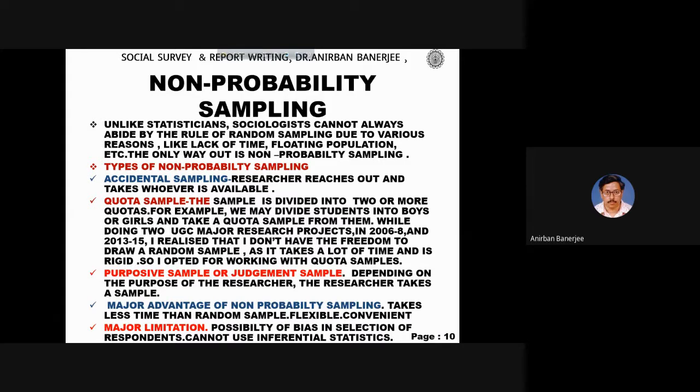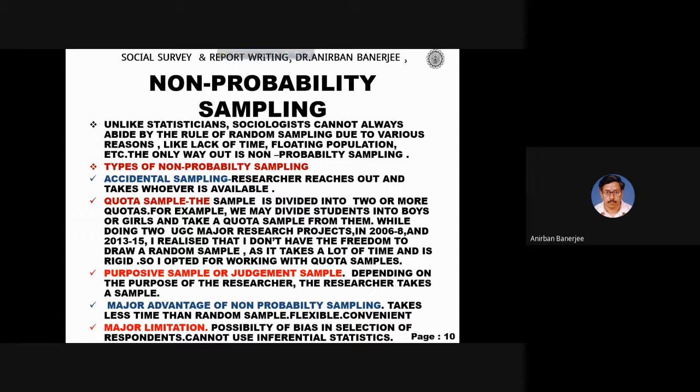Non-probability sampling. Unlike statisticians, sociologists cannot always abide by the rule of random sampling due to various reasons. Say there is lack of time, the population is floating. Well, then the only way out is non-probability sampling. There are many types of non-probability sampling.